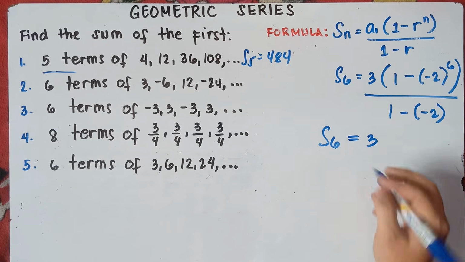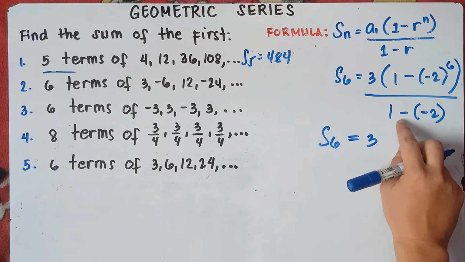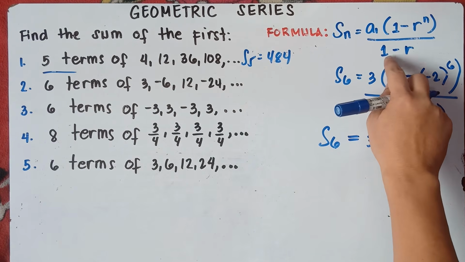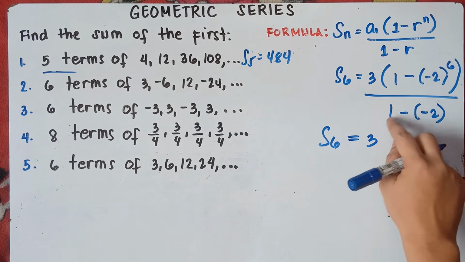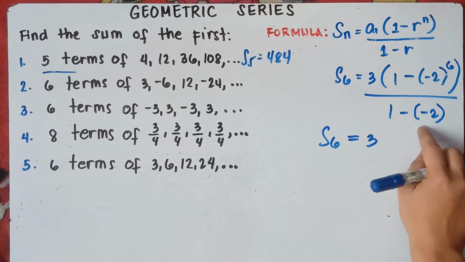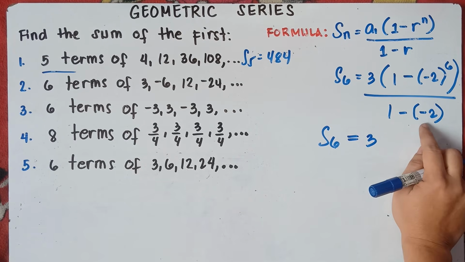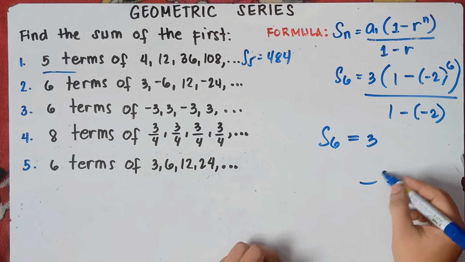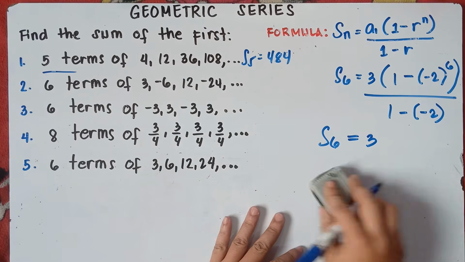So sum of the 6 terms. Once again, you put parentheses, class, because we already have the minus sign. 1 minus, then your R is negative 2. That's why you put parentheses, because we're not allowed to have two negatives close to each other. So that's why we need to put parentheses.